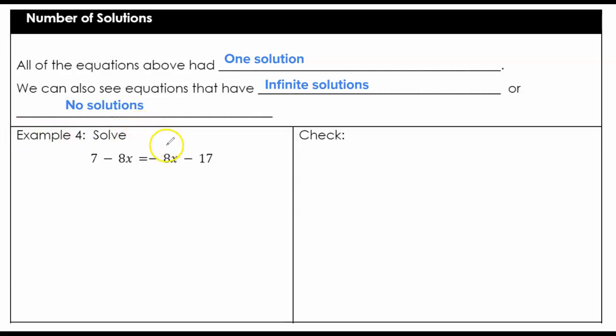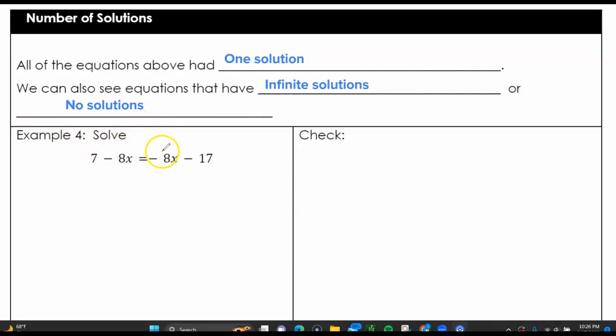If we take this equation down here, 7 minus 8x equals negative 8x minus 17, and solve it like we did before, we'll see what happens. We need to get the x's together, so we're going to take this negative 8x and move it to the other side. Add 8x, because the opposite of a negative 8x is a positive 8x, so those cancel. But then also the same thing happens over here. These cancel too. We end up with 7 equals negative 17.